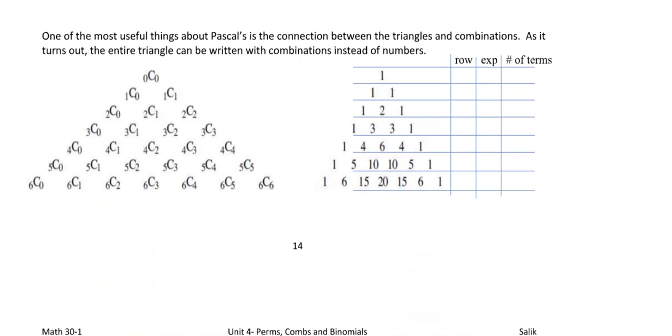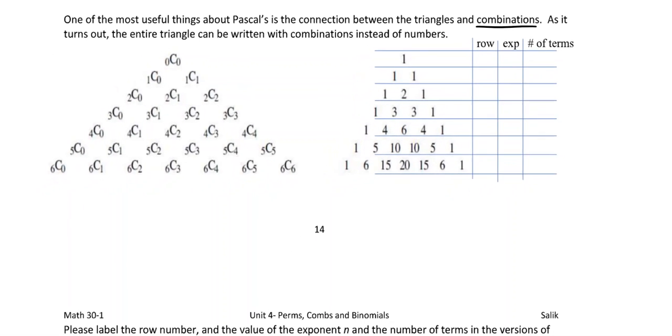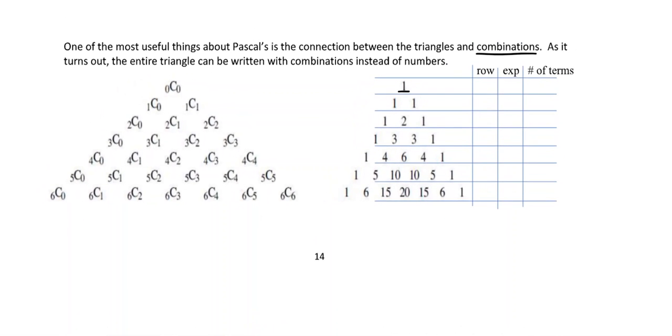Okay, so one of the most useful things about Pascal's triangle is the connection between the triangle and combinations. That's how this fits with the other lessons in this unit: our general equation in the end is going to have combinations in it. As it turns out, the entire triangle can be written like this instead. So you can see 0C0, well, that's just 1. 1C0 is 1, and 1C1 is 1. 2C0 is 1, 2C2 is 1, and then 2C1 is actually 2. So that's that one.